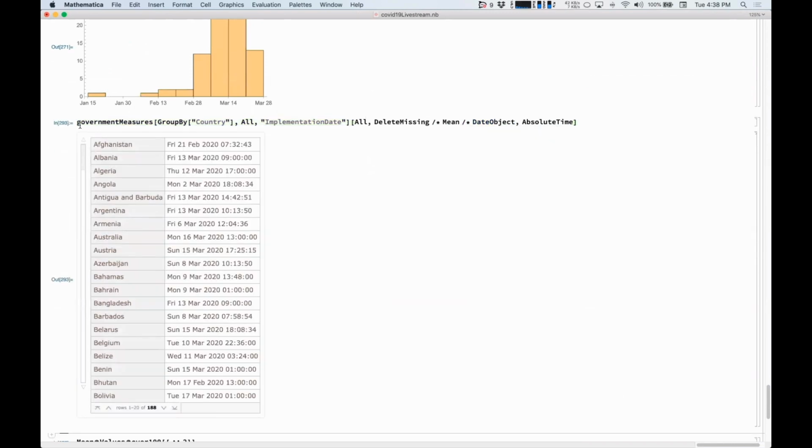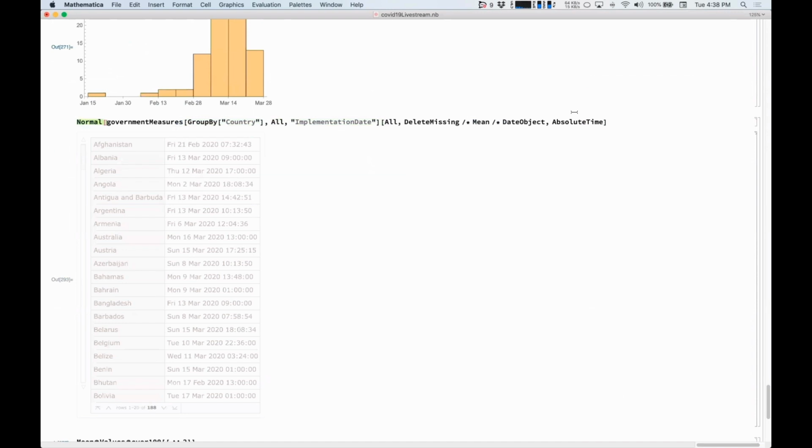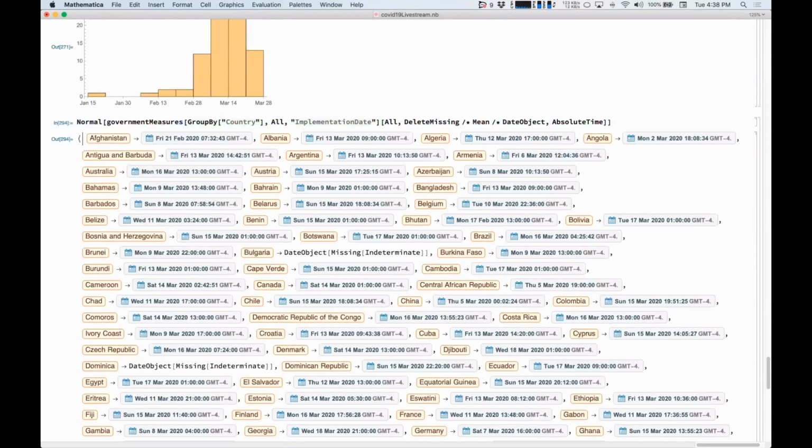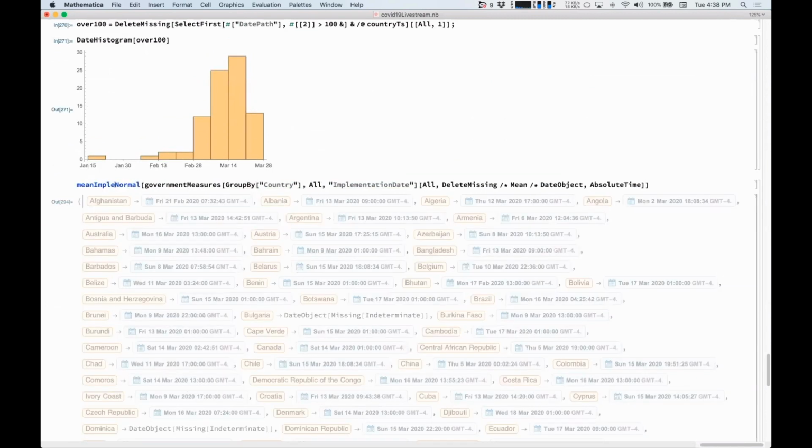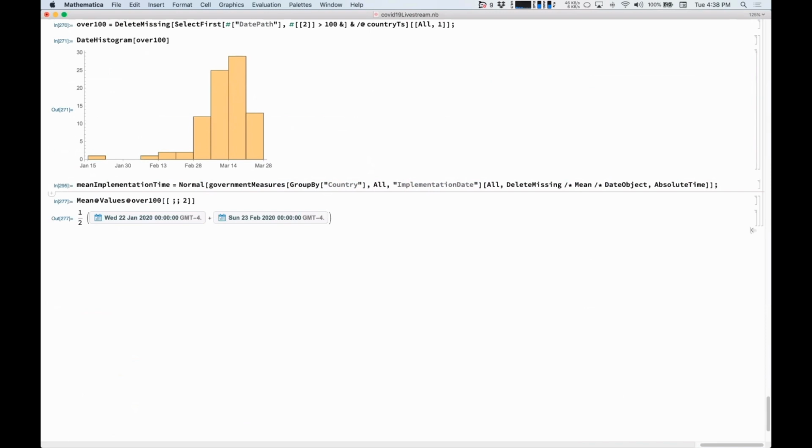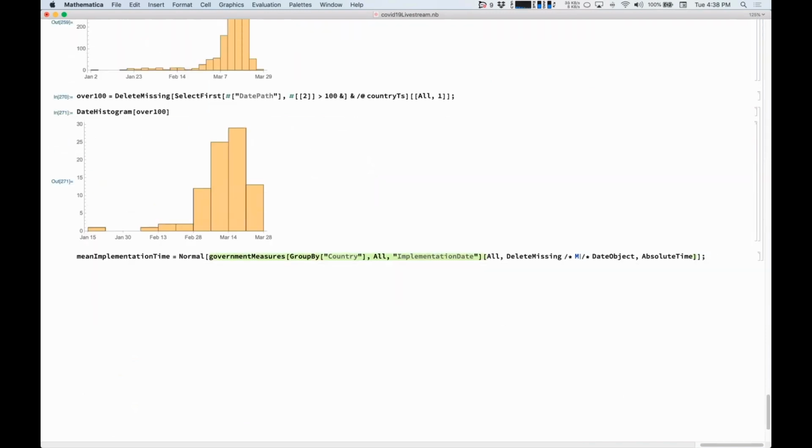Okay. And now I'm going to say normal of this. And what's that going to give you? That gives you the average implementation time. So this is about when measures started to get implemented. Oh, that's cool. Maybe we should do median, actually. Well, we'll start with mean. And then we'll say merge. We'll put over 100 on the x-axis.